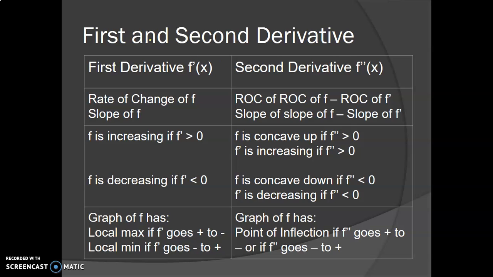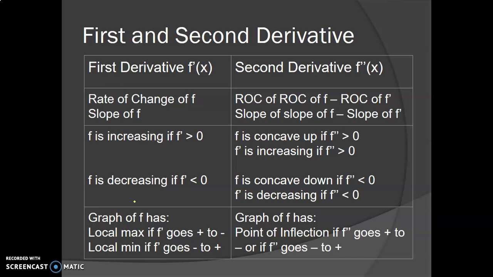So let's look at the first derivative first. So f prime. Another way of thinking about the first derivative is that it's either the slope of f or the rate of change of f. That's just the definition of what the derivative is. If the derivative is positive, that means the original function is increasing. If the derivative is negative, that means the original function is decreasing.